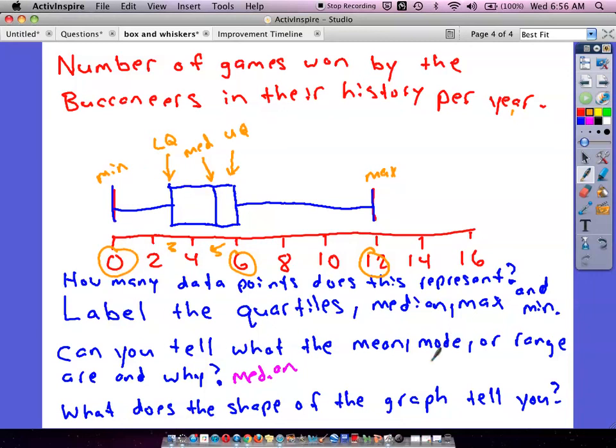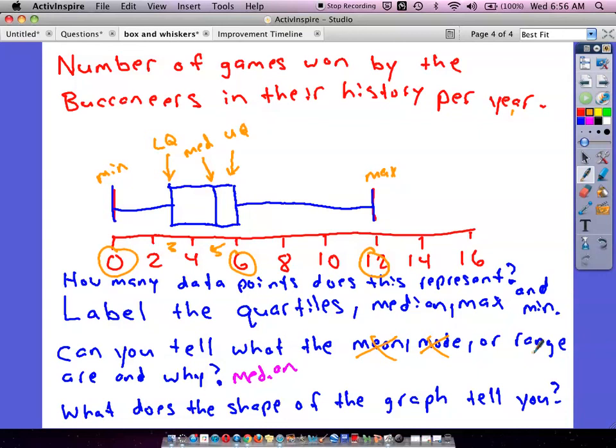As far as these questions here, the mean we can't find because we don't have a list of all the years and how many times they won. If we did, we could add them up and divide by how many years they've been playing. The mode is also out. We would have to have all those years and figure out which one happens the most.